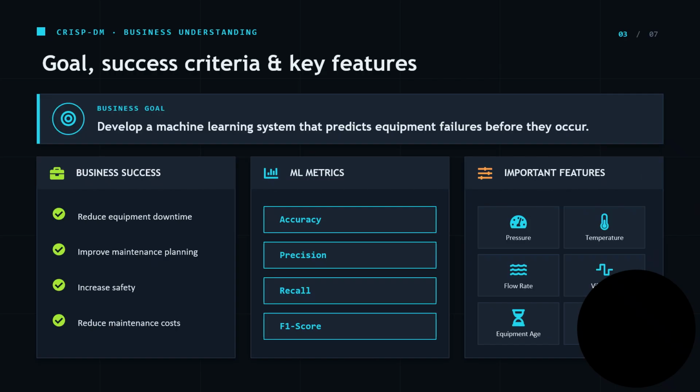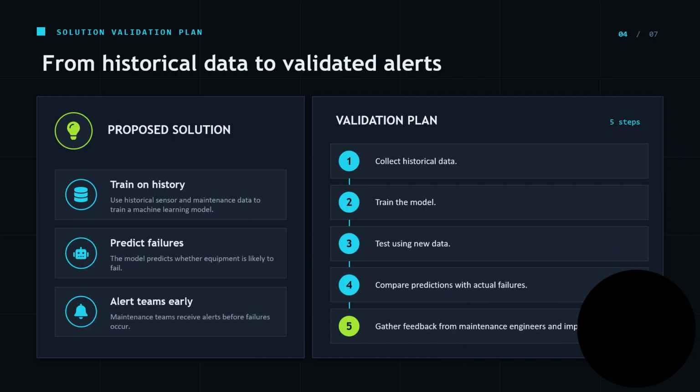Now, with machine learning, the business goal is to predict equipment failure before it occurs. Success means reducing downtime, lowering maintenance cost, and improving safety. The model will use data such as pressure, temperature, vibration, flow rate, and equipment age. The metrics we are going to use in terms of machine learning are accuracy, precision, recall, and F1 score.